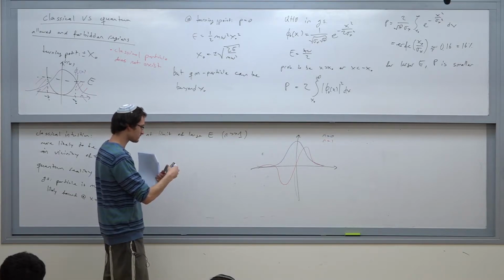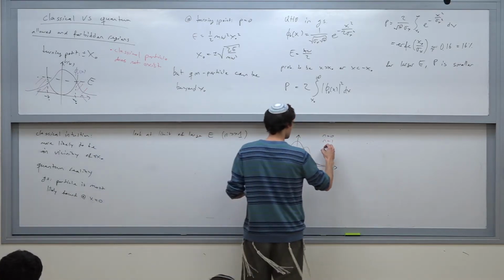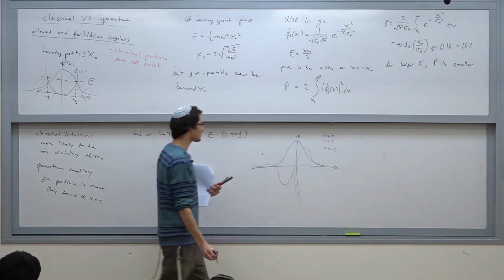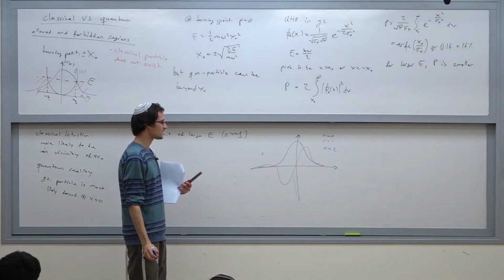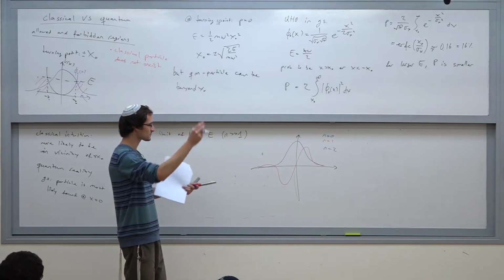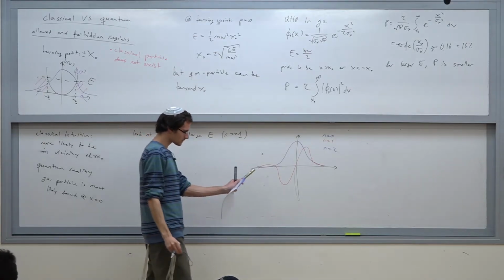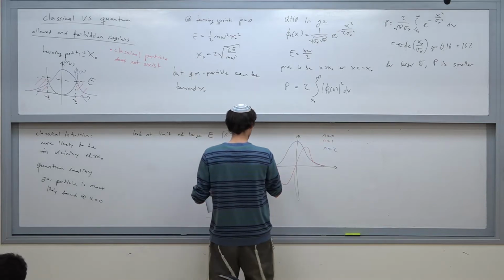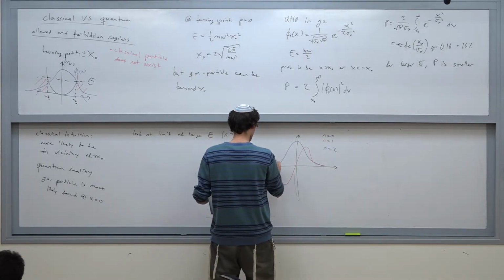And the next one up, n equals 2, is a Gaussian times x squared, and then there's a minus constant somewhere in there as well. So what you get is something that looks like this.